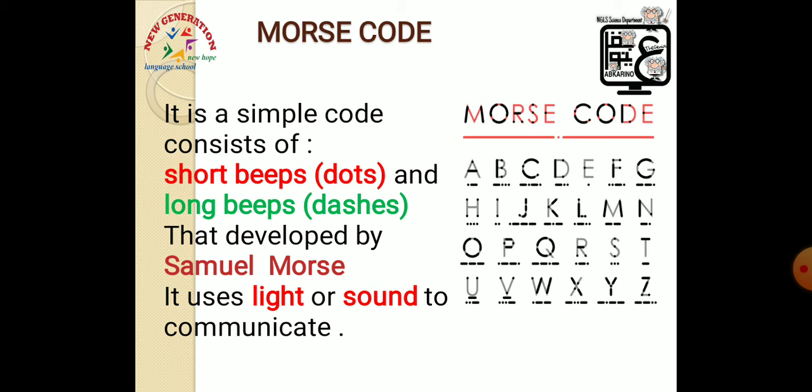So Morse code is a simple code, as you see in this picture. It consists of two types: number one, short dots, and number two, long dashes, and we can use light or sound to communicate. Super.